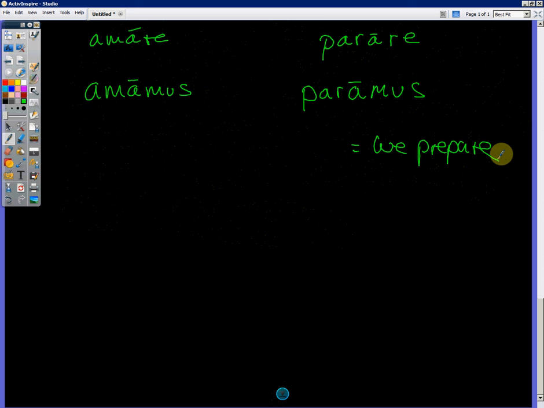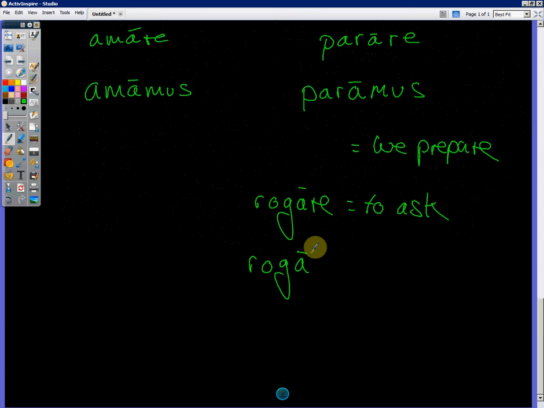We prepare. If I give you another verb, one we've also done, rogare means to ask. If I want to work out how we say "we ask" in Latin, this is new knowledge for us, we've never had to translate it, but we can use our prior knowledge to do so because we know that rogare means to ask. So I go to the stem, take off the re, roga, and I just put mus on the end. That means, therefore, we ask.